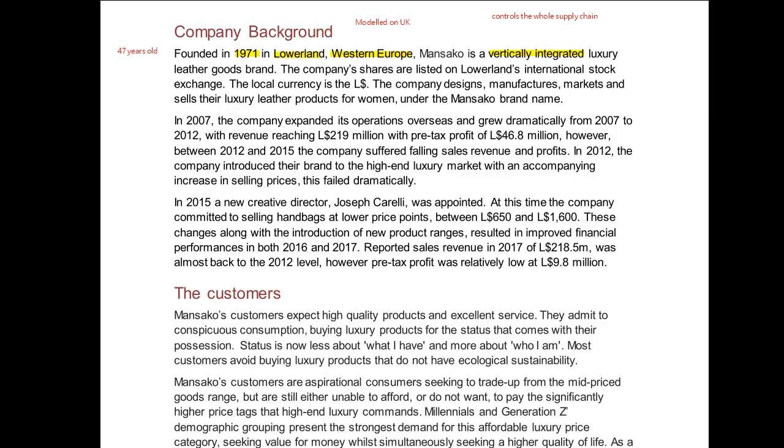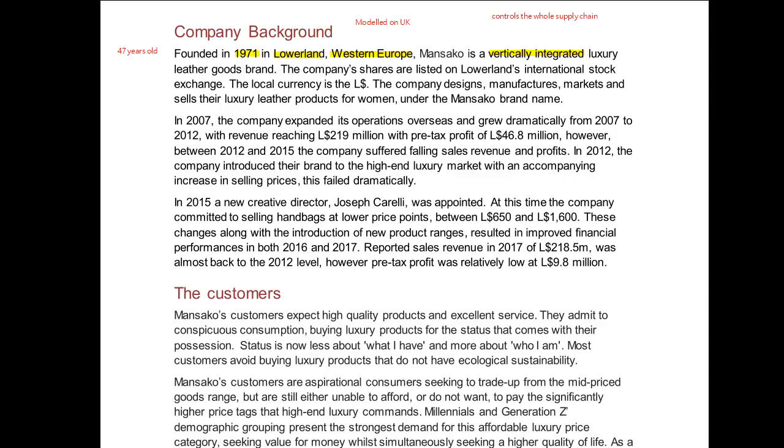So there's this whole process that ends with you getting a cup of coffee, but there's loads of other steps in it. And so what vertically integrated means is that one company, Mansako, controls that entire supply chain with their particular business, which is leather goods. In the Starbucks case, it would mean Starbucks own farms, they plant their own coffee beans, they grow them, they roast them, etc. You get the idea. So in this case, Mansako, they do everything.